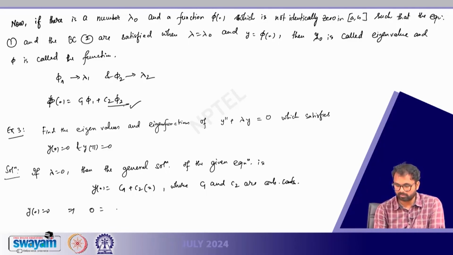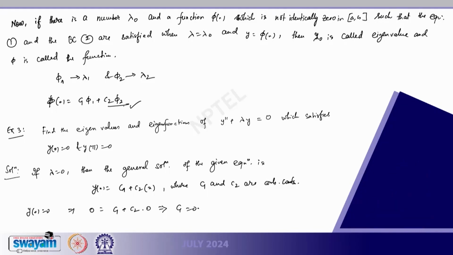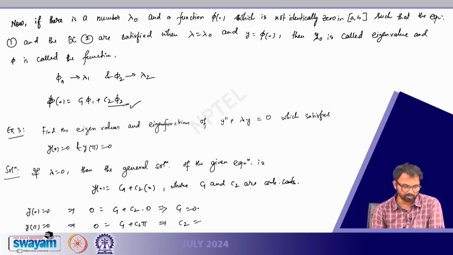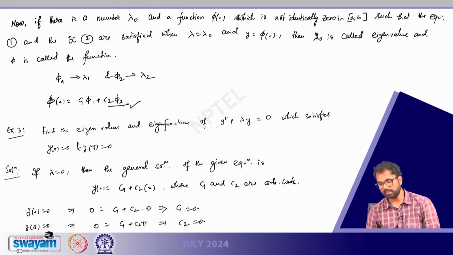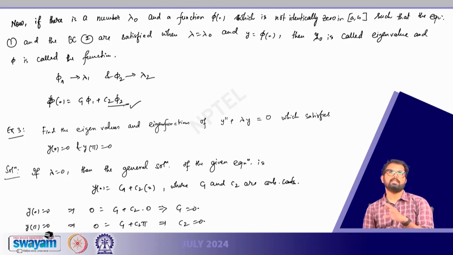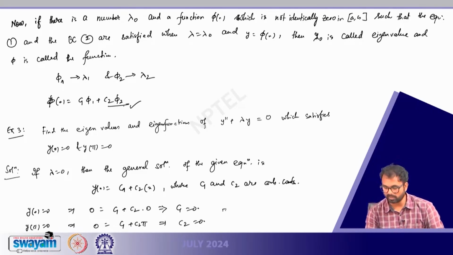Now, if I use the boundary condition, that means if y(0) equals 0, then in that case I will have 0 equals C1 plus C2 into 0. So, this will become C1 equals 0. And if I use y(pi) equals 0, then I will have 0 equals C1 plus C2 pi. So, from here I will get C1 as 0, so C2 is also 0, and therefore, if you take lambda as 0, then both C1 and C2 are becoming 0.